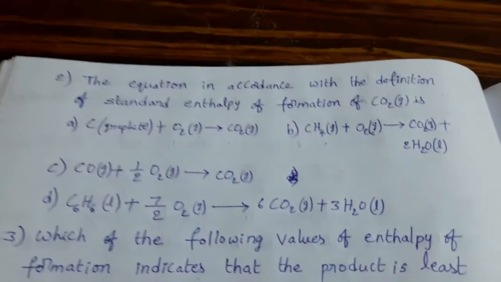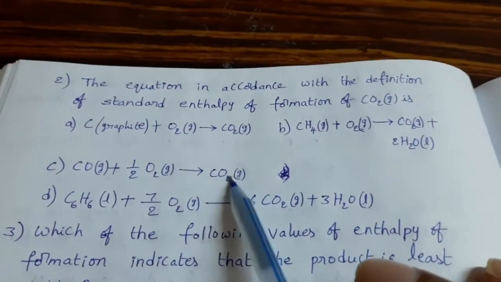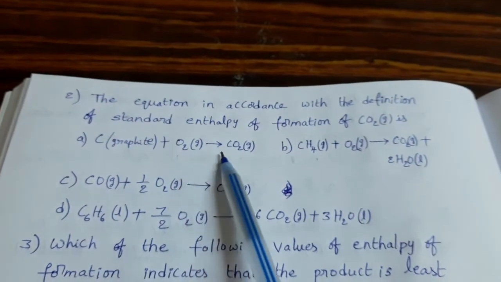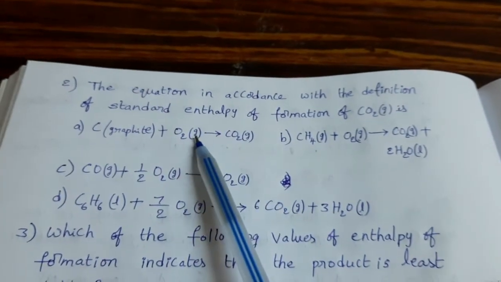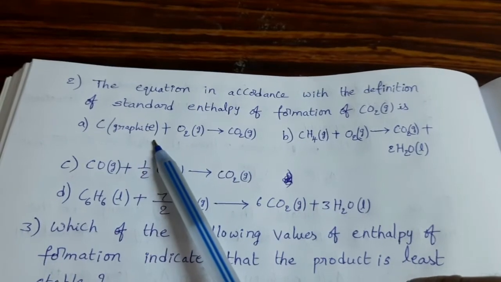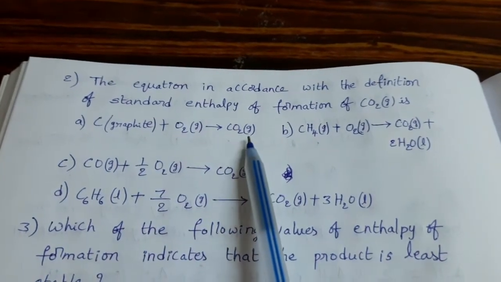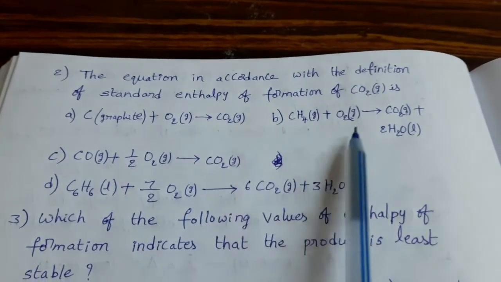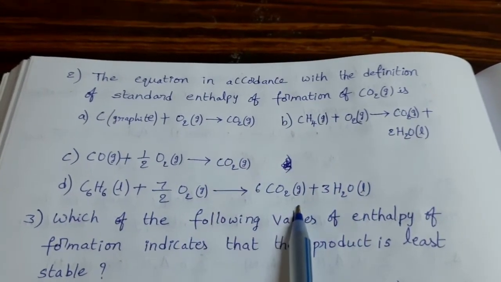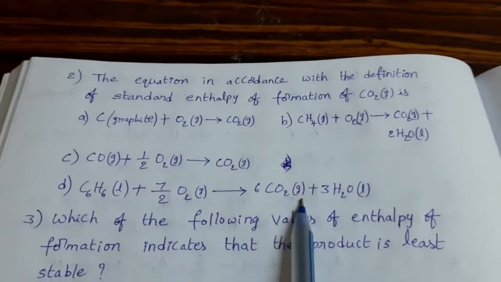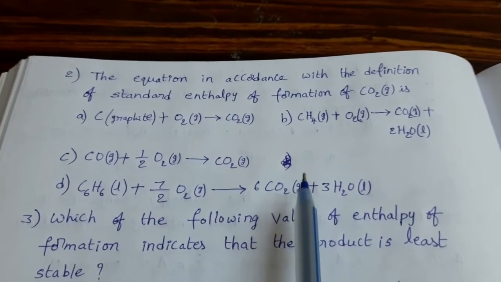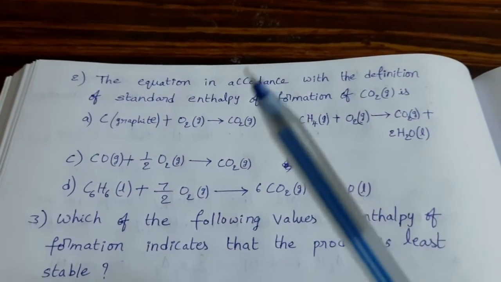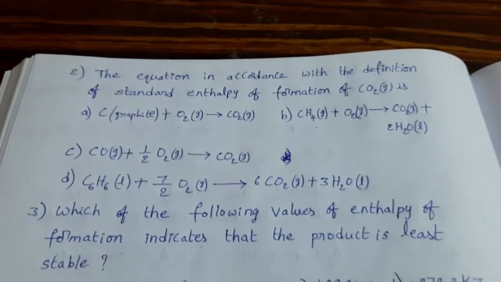So what is the suitable option? First option is the suitable one. Carbon in the form of graphite plus O2 gives rise to CO2. This is standard state of oxygen, standard state of carbon, and product is CO2. So this option represents standard enthalpy of formation of CO2. In remaining options also we have CO2 as the product, but CO2 is not obtained from elements, that is obtained from other compounds. That's why option A is the answer. Go to the next one.